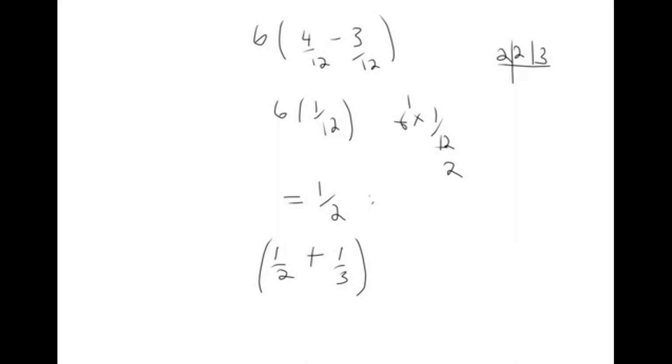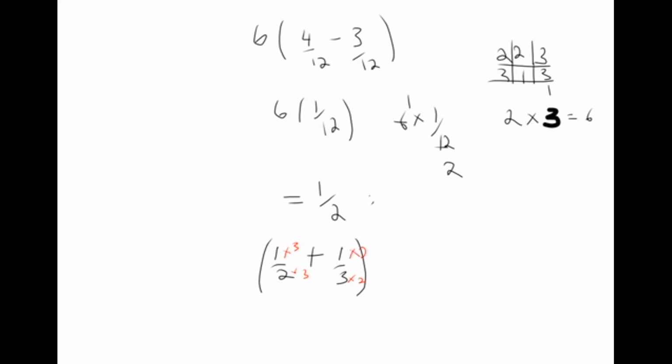Divide by 2. 2 divided by 2 is 1. Drop 3. 3 divided by 3 is 1. Therefore, the LCM is 2 times 3, which is 6. Make each of the denominators here to be 6. Therefore, 2 here will multiply by 3. 3 will multiply by 2.